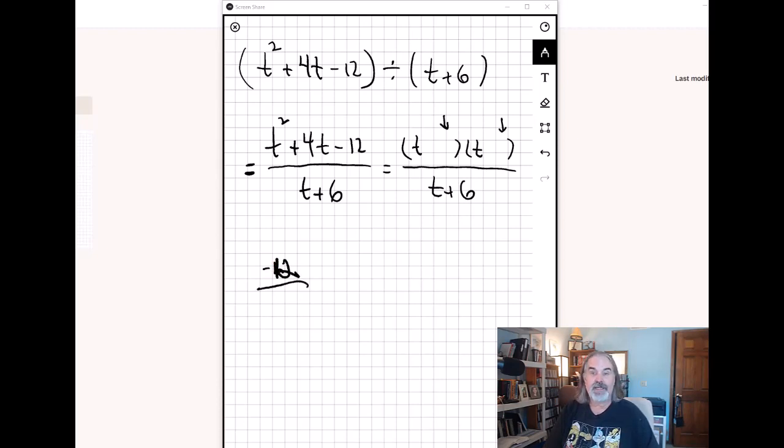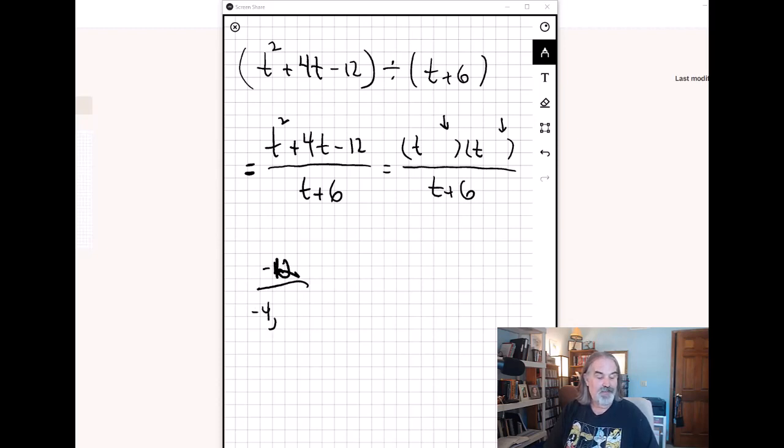Since my product needs to be a negative 12, one of these numbers is going to have to be negative. If they're both negative, that doesn't work because their product would be positive. If they're both positive, that's not going to work. Okay, so what two numbers can multiply together to be negative 12?